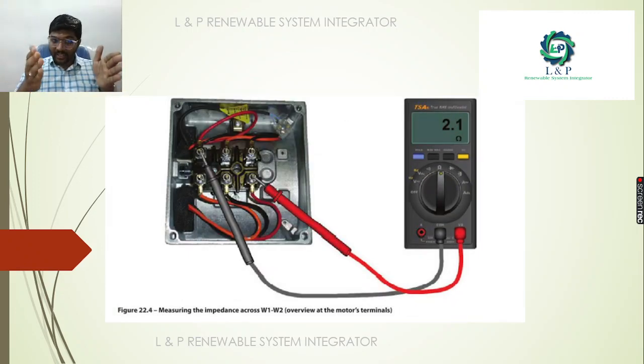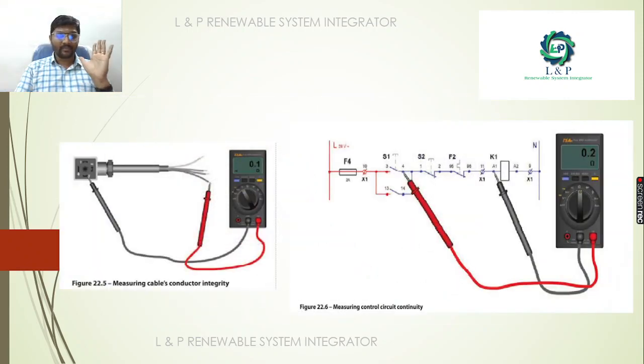If it is a real-time circuit, this is how it looks. The motor terminals: across these terminals, try to measure. It will be in the range of 2.1 ohm. If it shows OL or something faulty, an error, then you can be sure that there is some issue with the impedance.